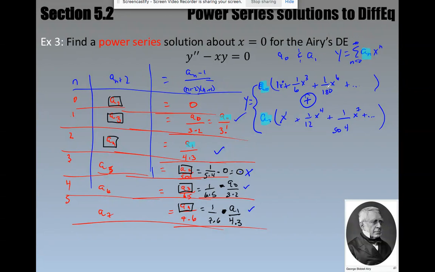We always had a C1 and C2 unless I had an initial value problem. I just call them a sub 0 and a sub 1 here. All right. So we'll just have so much fun with more of these problems. And we'll do an initial value problem also in our live session. And I will see you then.